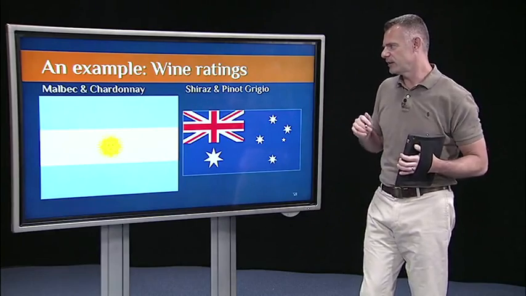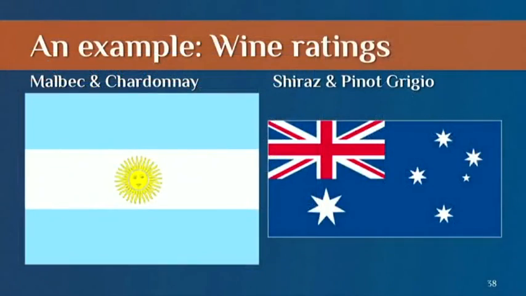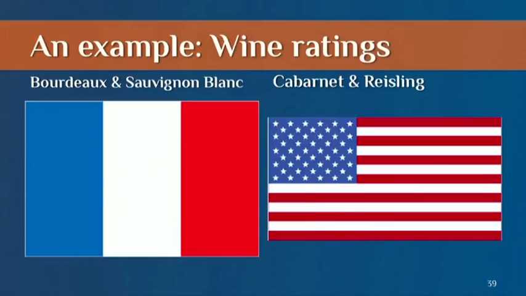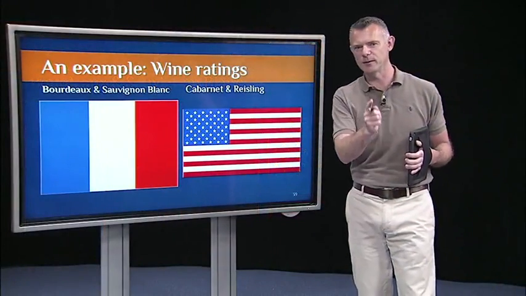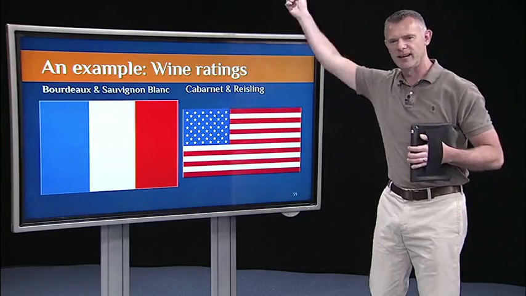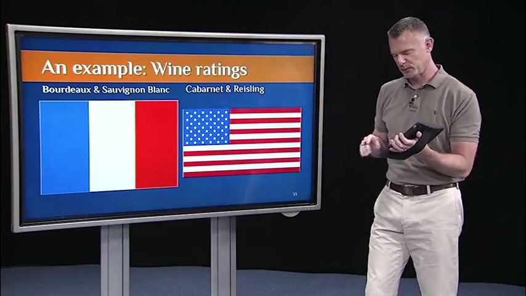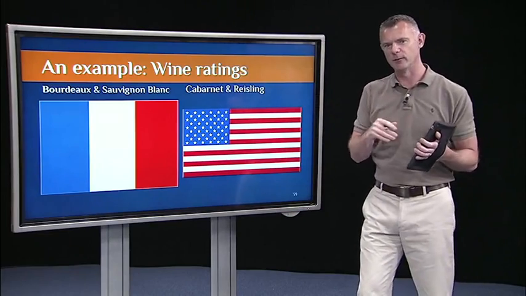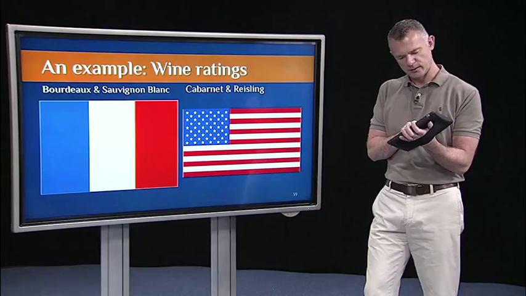So let's say Argentina submitted a Malbec. They're very known for their quality Malbecs, and a Chardonnay. Australia, let's say they submitted a Shiraz and a Pinot Grigio. France, let's say they submitted a Bordeaux and Sauvignon Blanc. And the US, let's say they submitted a Cabernet and a Riesling. And you may say, Riesling from the US? But yes, upstate New York has really great Rieslings, which is where I'm from. So that wasn't random. I had to slip that in. That was personal. So the US submitted a Cabernet, probably from California, and a Riesling from upstate New York.